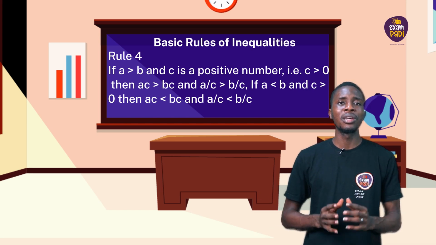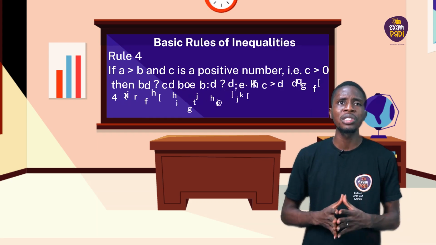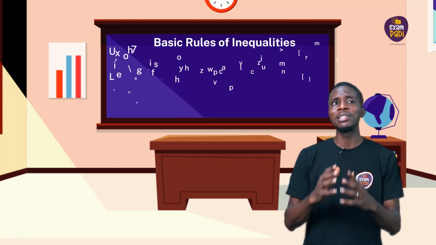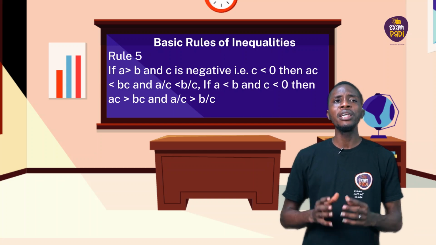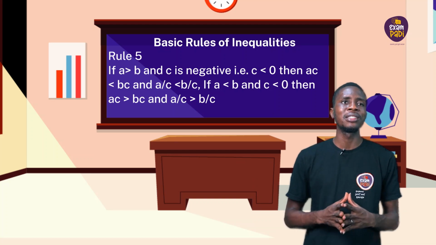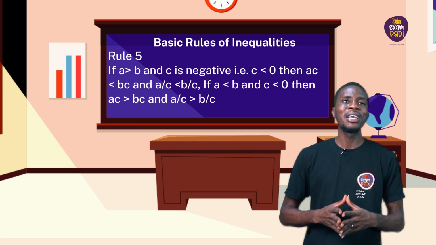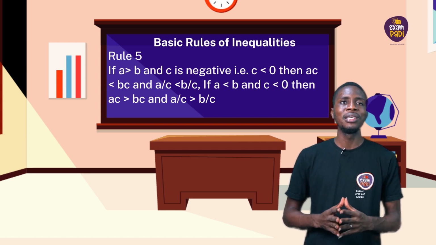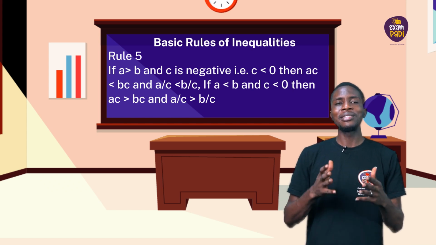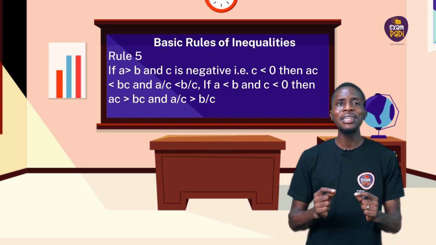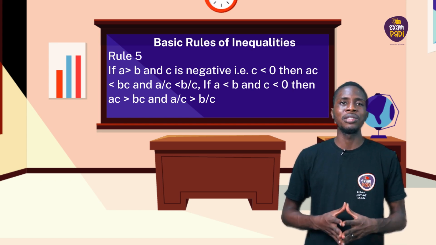What this simply means is both sides of an inequality can be multiplied or divided by the same positive number without changing the sign of the inequality. Rule number 5. If A is greater than B and C is negative, that is, C is less than 0, then AC is less than BC and A over C is less than B over C. If A is less than B and C is less than 0, then AC is greater than BC and A over C is greater than B over C.